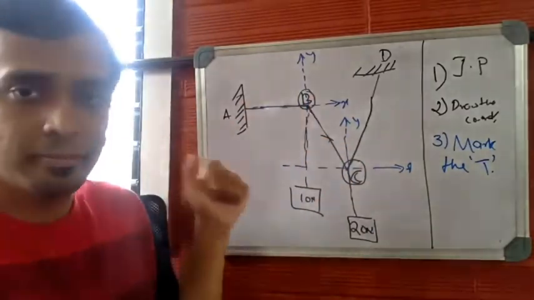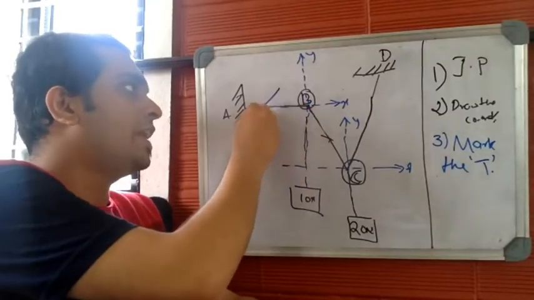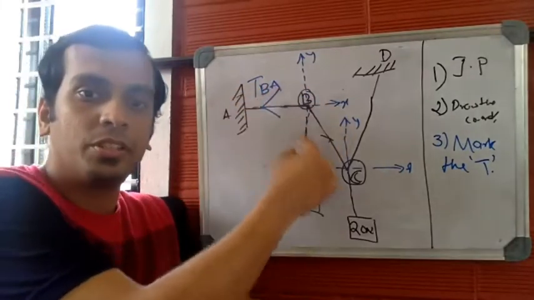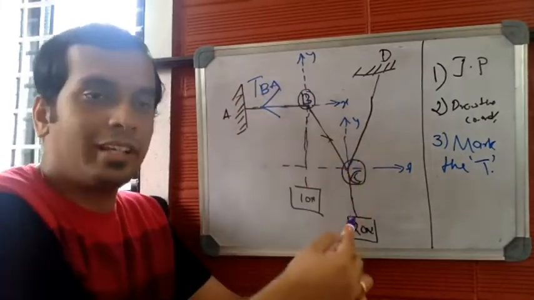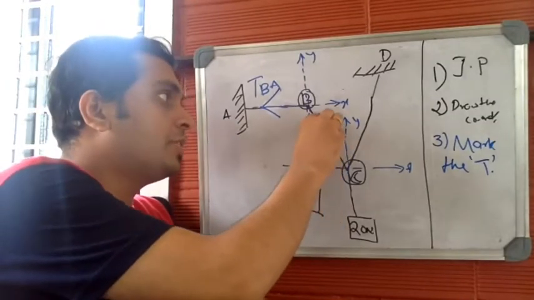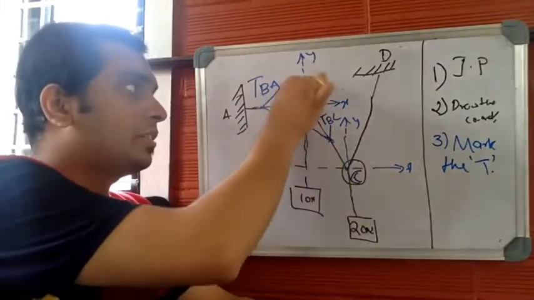Let us consider B. BA is the cable segment. So tension will move away from the junction point. So this will be TBA, which moves away from the junction point. Again, BC is the other cable segment which has been connected to B. So tension again moves away. So this will be TBC. So we are done with the junction B.